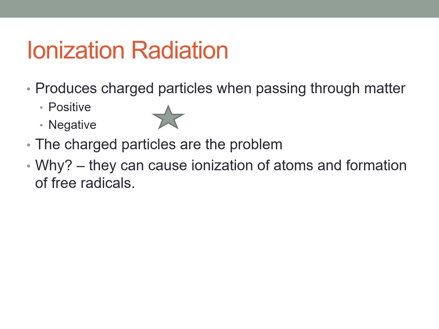Ionizing radiation produces charged particles when passing through matter. They can be positive or negative. The charged particles are the problem, because they can cause ionization of atoms and formation of free radicals. Free radicals are what basically cause DNA damage in the body. So it's going to create negative ions or positive ions.